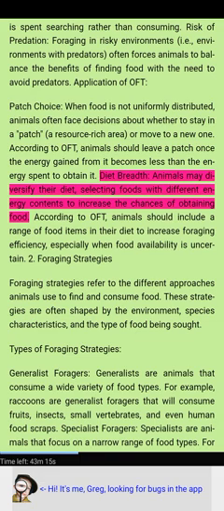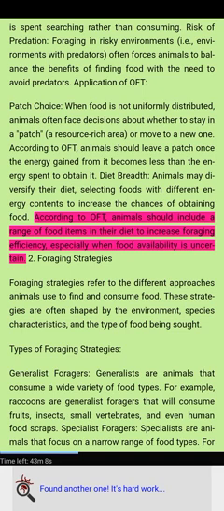Diet breadth. Animals may diversify their diet, selecting foods with different energy contents to increase the chances of obtaining food. According to OFT, animals should include a range of food items in their diet to increase foraging efficiency, especially when food availability is uncertain.